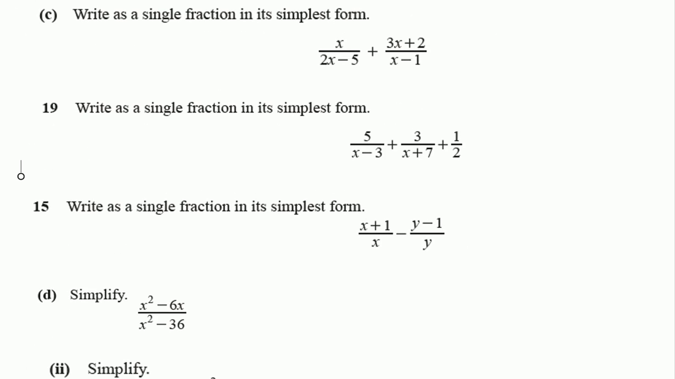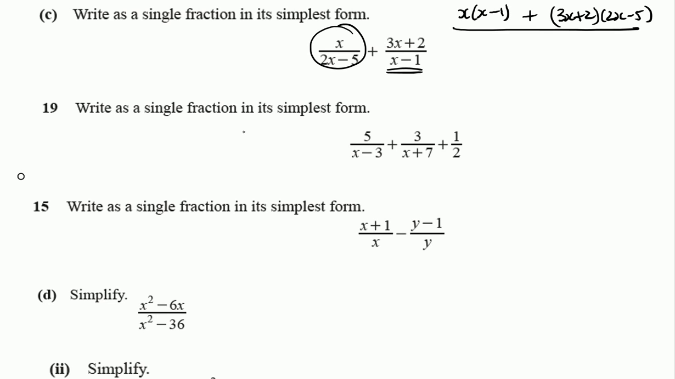Let's move on now to the next problem. I've got to add these two fractions together. Once again, I need a common denominator, so by now it should be old news. I'm multiplying the first fraction by x minus 1, and then I will multiply the second fraction by 2x minus 5. This is going to result in x times x minus 1 on the top of the first fraction, and 3x plus 2 times 2x minus 5 on top of the second fraction. These get added together over the common denominator of 2x minus 5 times x minus 1.